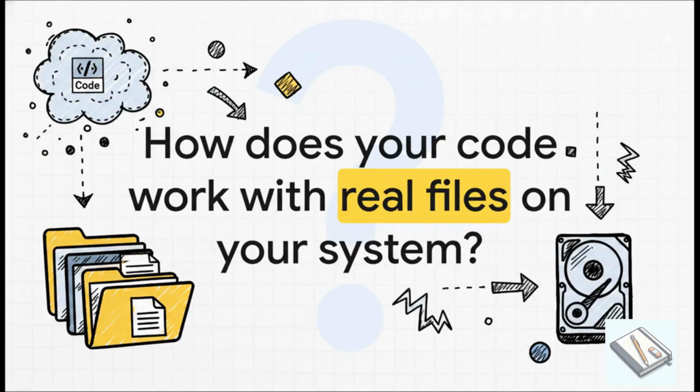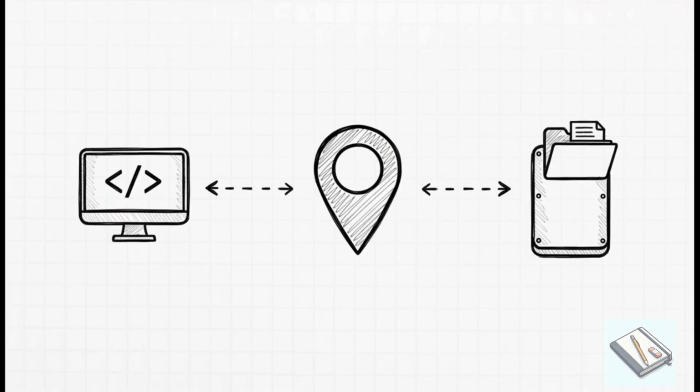Up until now, pretty much everything your code has done has all just lived in memory, right? Every variable, every object, poof, it's gone the second your program stops. So if you want to make anything permanent, you've got to work with actual files on your system. But how? How does your code, which is just this abstract thing in memory, talk to a real physical file on your hard drive? Well, that's the key right there.